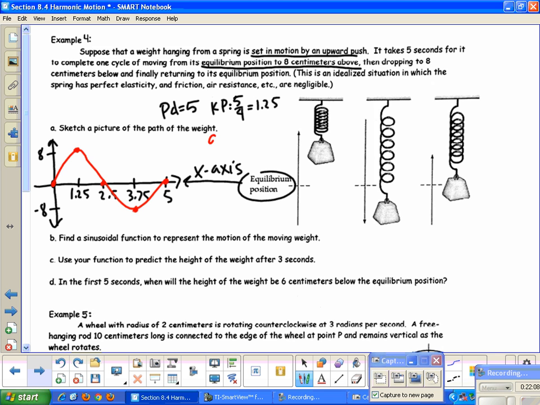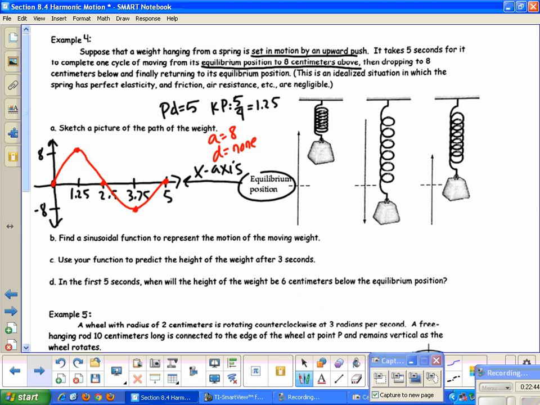Now, again, I know my amplitude is equal to 8, because that's where we're moving from our equilibrium position. In this case, I had no vertical shift. And if I'm doing a sine graph, then I have no phase shift. If I'm doing a cosine graph, then I would have a phase shift of 1.25, or I could do 3.75 if I did a -1. Then it says find a sinusoidal function to represent the motion of the moving weight. If it doesn't specify what to use, then I would use the easiest one, which has no phase shift. In this case, it's sine.